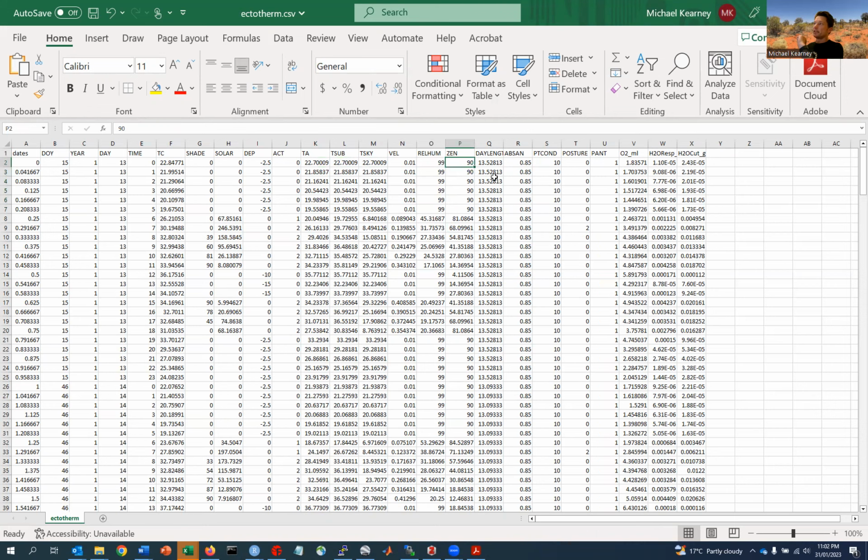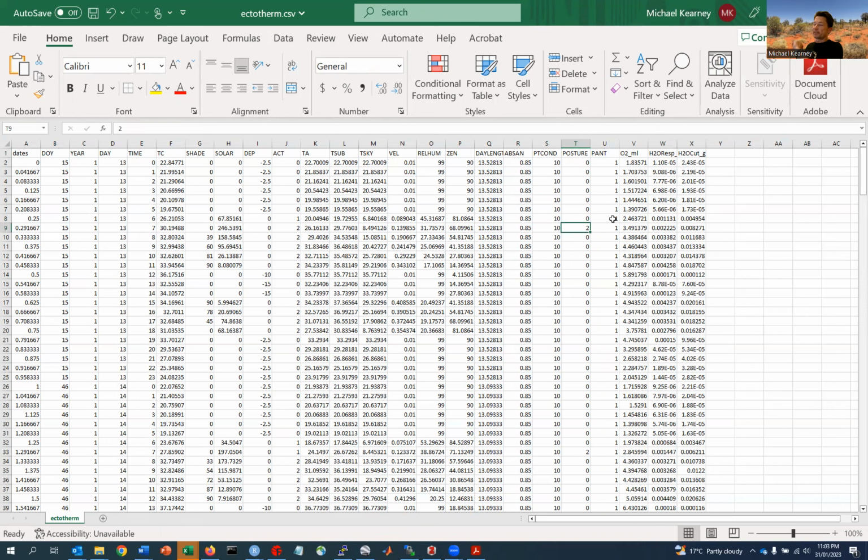This is the angle of the sun again, the day length. So this is the photo period calculated by the model. What the absorptivity was, it is possible to have it flexibly change its absorptivity behaviorally. What fraction of the body was touching the ground, what percentage. There's also what posture it was, what angle it was relative to the sun. So it could be perpendicular, somewhere in between, or parallel, and 0 means perpendicular, 1 means parallel, 2 means somewhere in between.